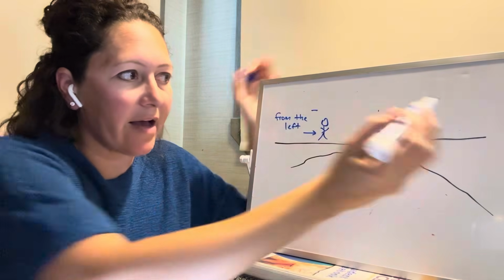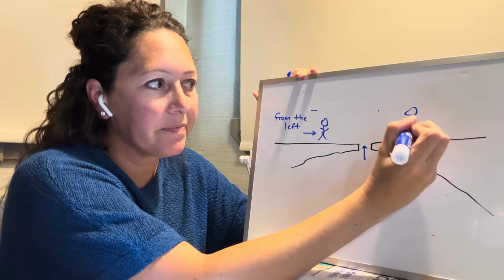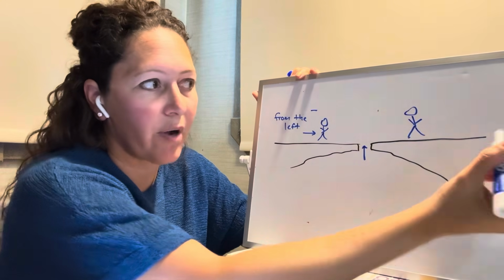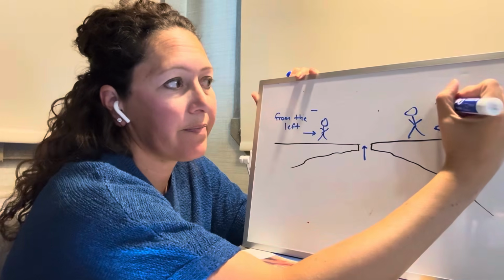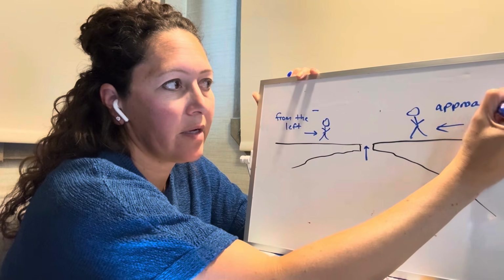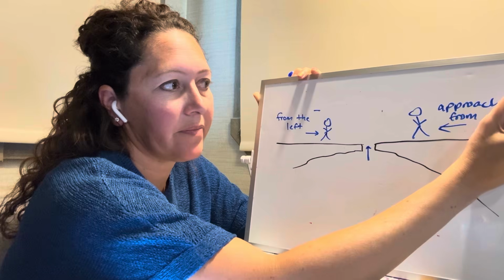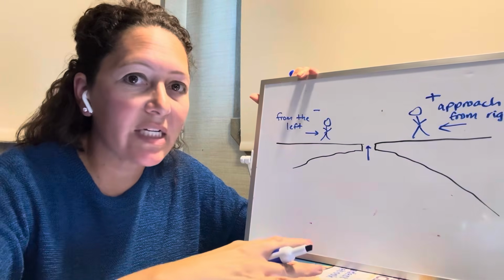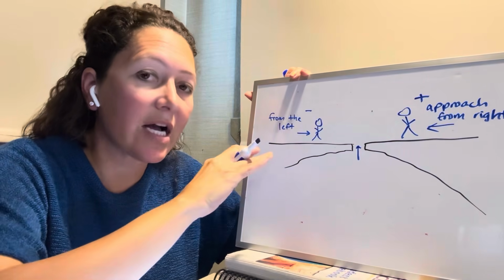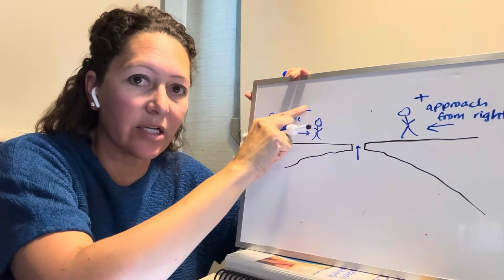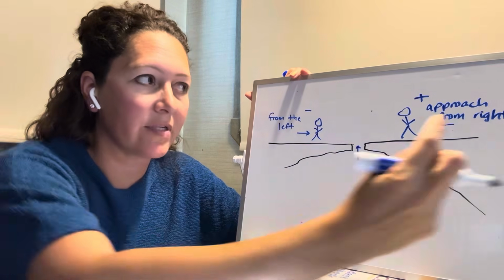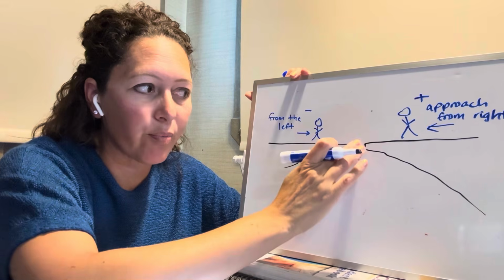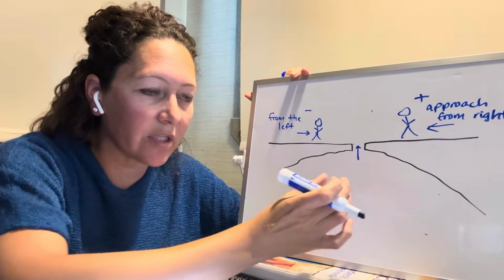Over here though, I have somebody else, and they are approaching the limit. Remember, our limit is reaching this part right here. They are approaching from the right, and that would have a positive. So they're going to see examples in their problems where it talks about reaching the limit, and when it has a little negative, it means they were approaching from the left. And when they see that positive up there, it says that they're approaching from the right. So they're approaching this limit, but again, we don't want to hit the actual limit.